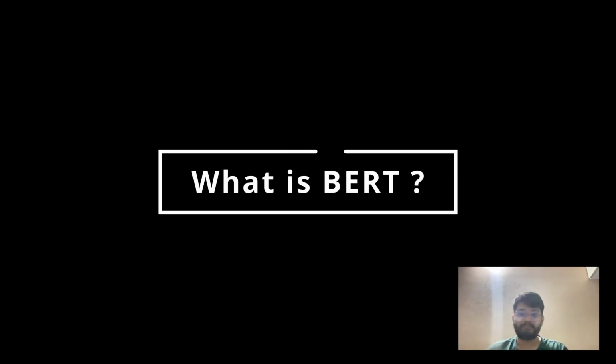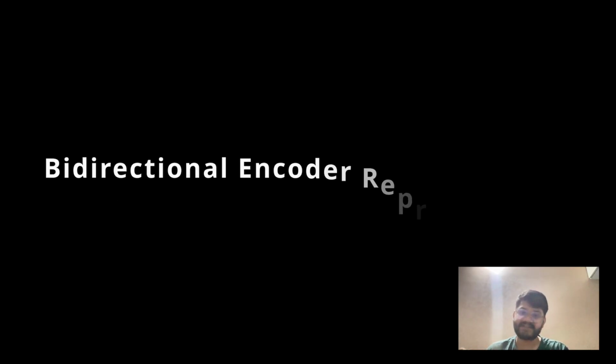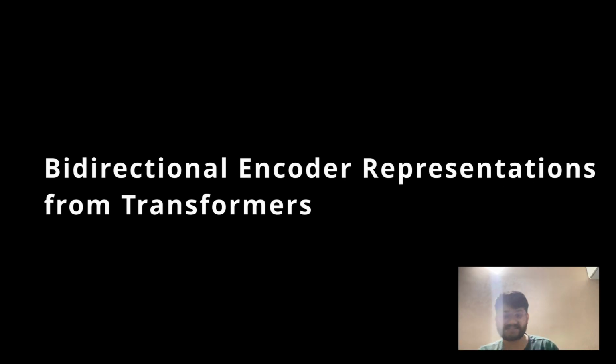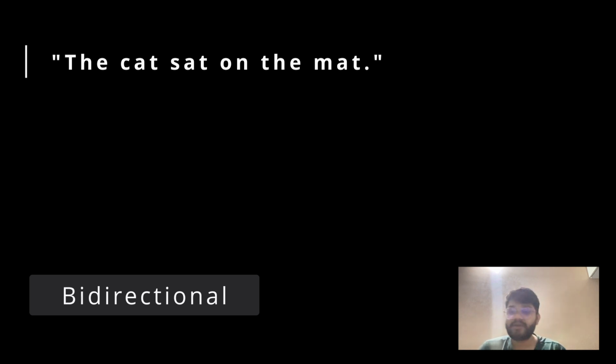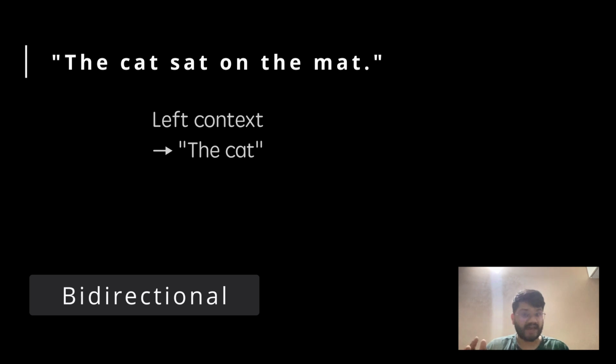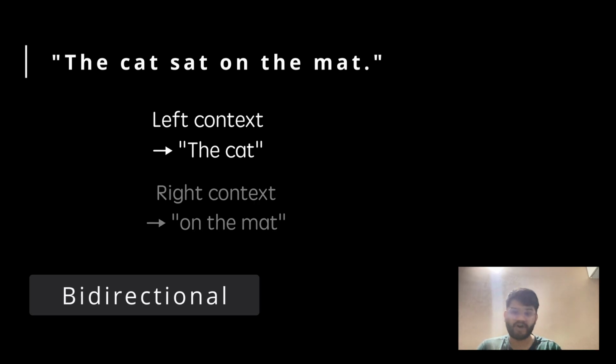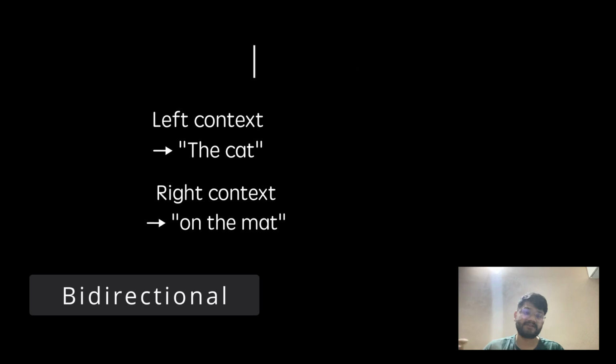BERT stands for Bidirectional Encoder Representations from Transformers. Let's break that down. Bidirectional. BERT reads text in both directions simultaneously. For example, take a sentence, the cat sat on the mat. To understand the word sat, BERT looks at the left context, the cat, and the right context, that is on the mat. So the word representation becomes context aware.